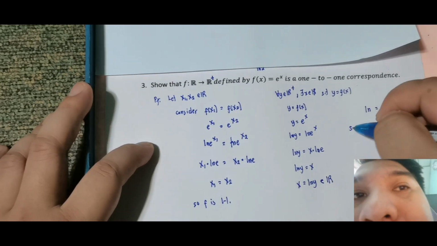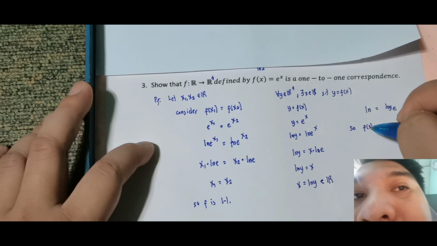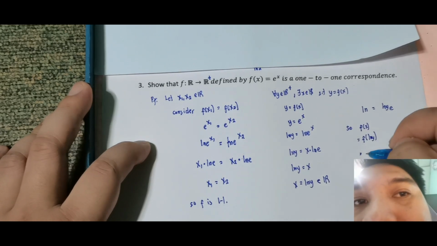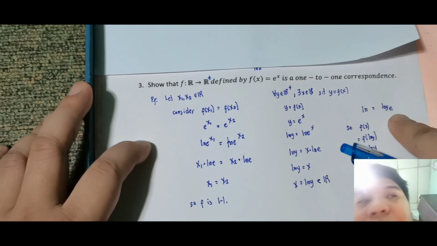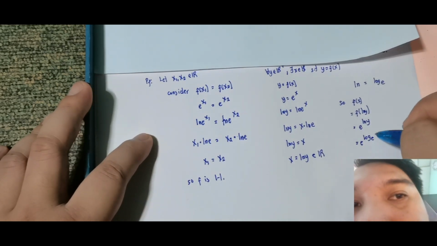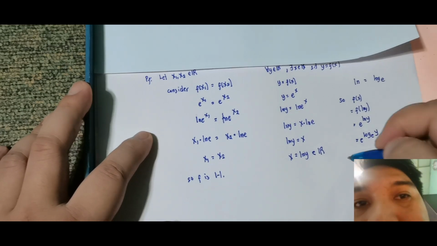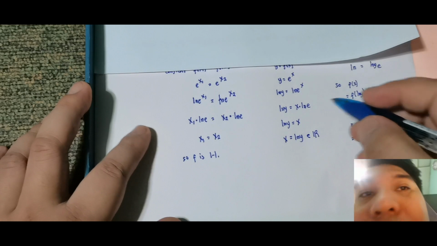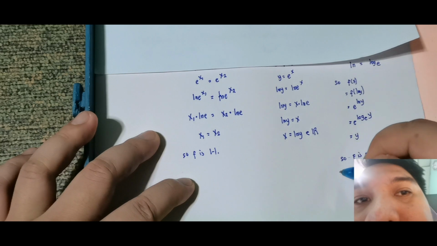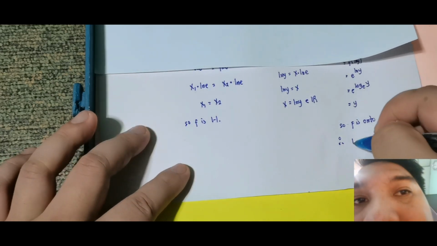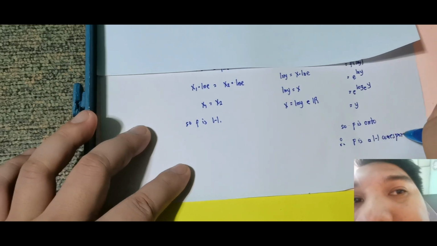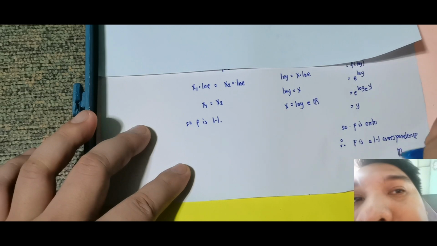So, f of x, which is equal to f of ln of y, is equal to e raised to ln of y. So, as I said earlier above, this is equal to e raised to logarithm base e of y. Then the property I mentioned earlier, this is simply equal to y. So, f is onto. Therefore, f is a 1-to-1 correspondence. Okay, and that is done.